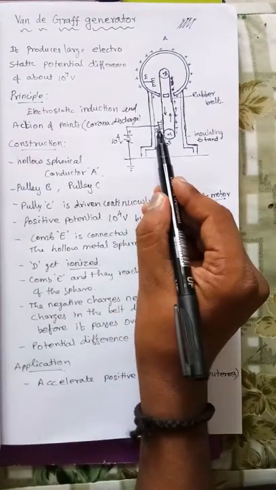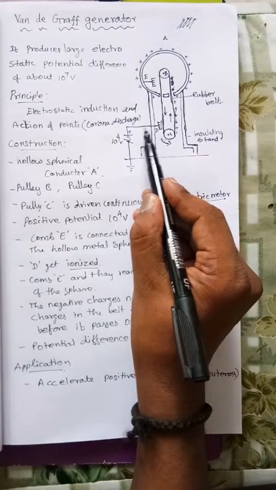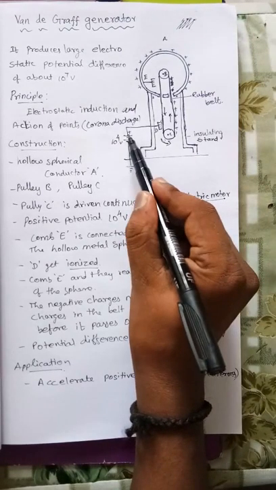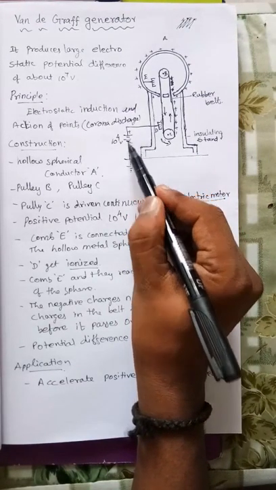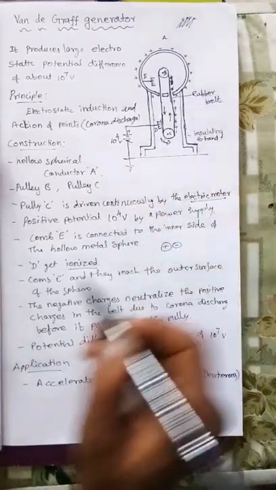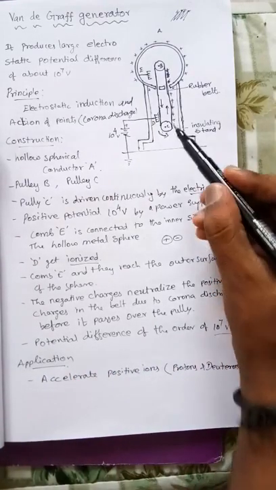What is the use of this comb? It neutralizes the negative charge. The belt is positive, so negative charge can be easily attracted. The negative charge moves towards the ground and is neutralized. Only positive charge is attracted by the rubber belt. So a potential difference of the order of 10 to the power of 7 volts can be produced.